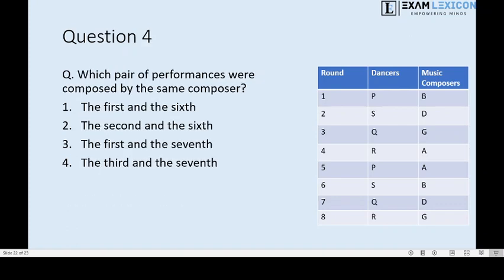Last question, which pair of performances were composed by the same composer? So we can see that out of these options, in option 1, the 1st and 6th are composed by B, which is the same music composer. The rest of the options are not fulfilling the condition. So our answer again is option 1.